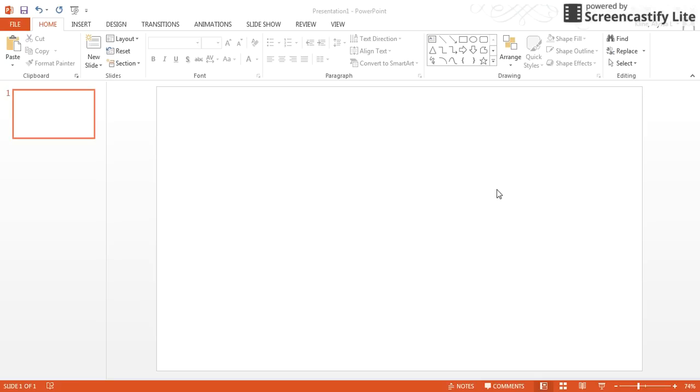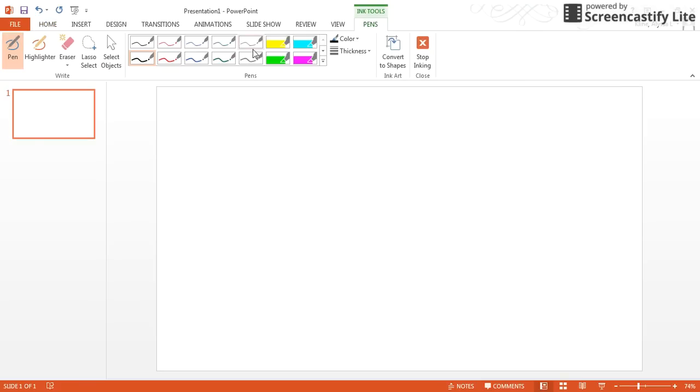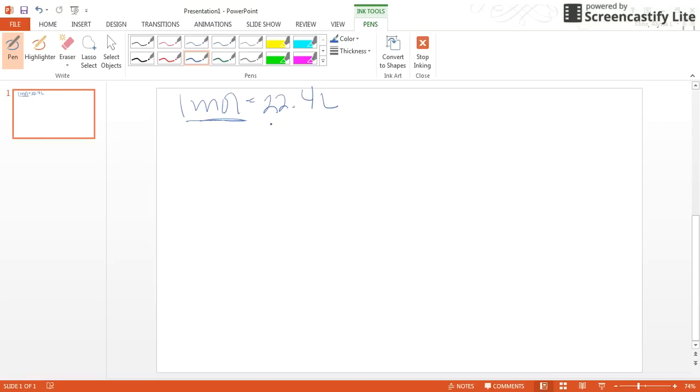So there is this conversion factor where 1 mole is equal to 22.4 liters. So we'll just go ahead and write that down. That's going to be important. So 1 mole is 22.4 liters. That means that 1 mole of gas, regardless of what it is, is going to take up 22.4 liters of space.